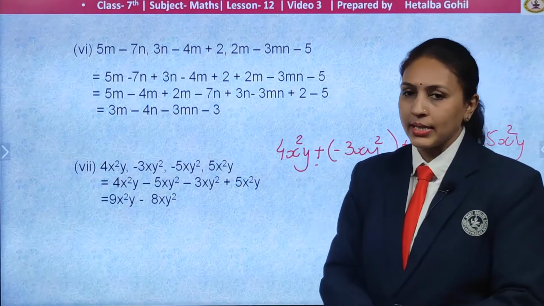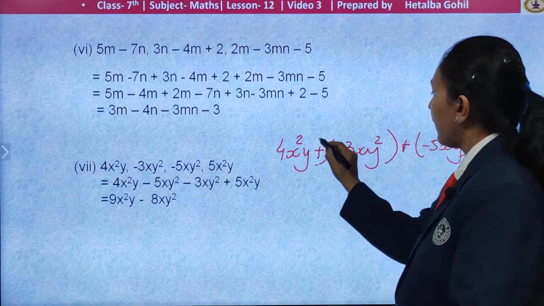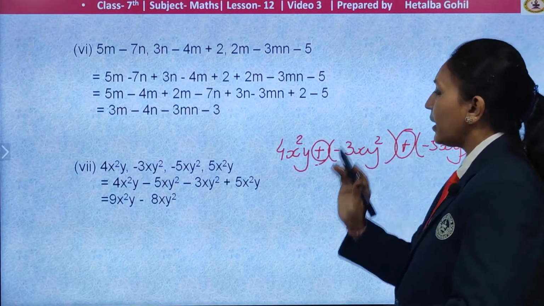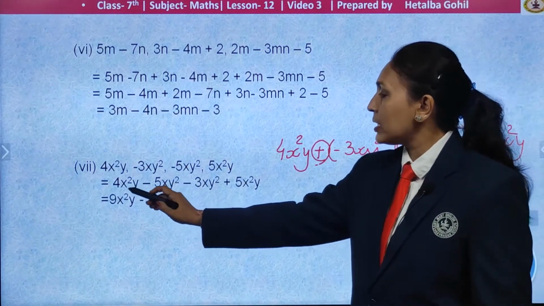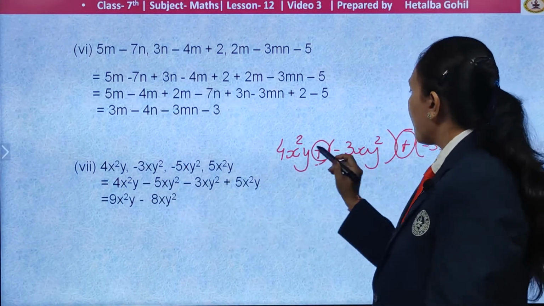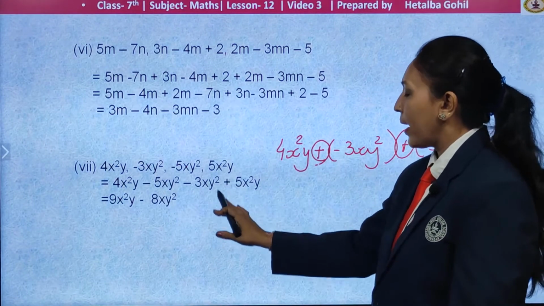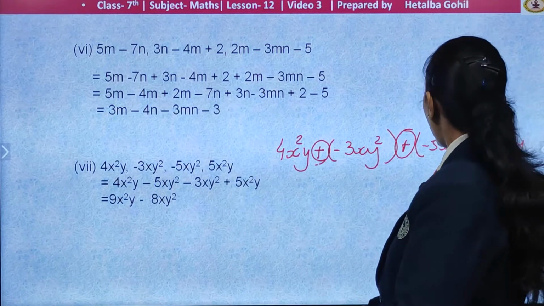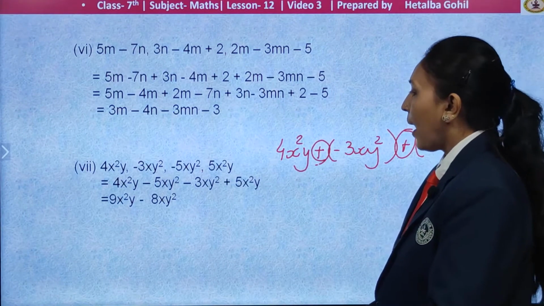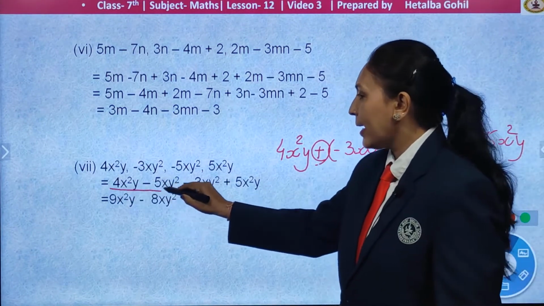This is the first step. Now, as I told you, whenever you have addition sign here, the sign inside the bracket will not change. So, you can see the next step we have here is 4x square y minus 3xy square minus 5xy square and plus 5x square y. Now, I have arranged the like terms here.